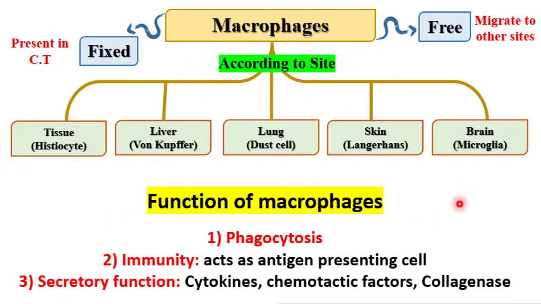What is the function of macrophage? Macrophage is responsible for phagocytosis of any foreign body in all of the organs. So it is the defense cell or defense function of connective tissue. Another function, immunity. Why immunity? Because it acts as antigen presenting cell. It presents the antigen to the immune cells. So it has immunity function.